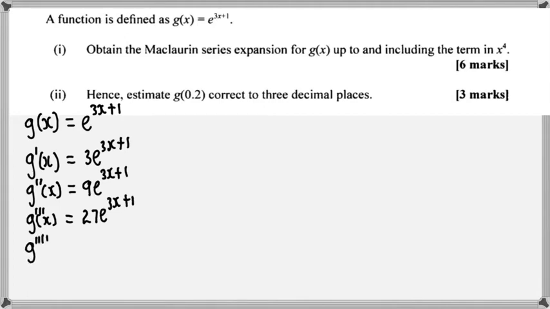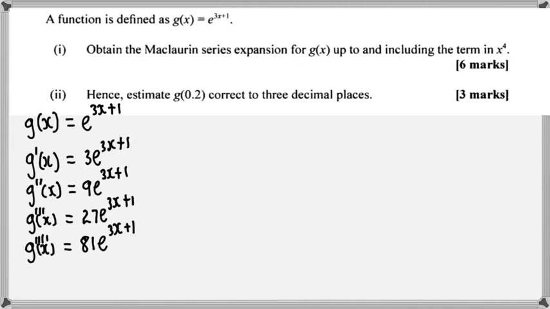Then your fourth derivative would be given by 81 e to the 3x plus 1, because again, the derivative of this is 27 e to the 3x plus 1, but then you have to remember to multiply by the derivative of 3x plus 1, which is 3. The 3 would multiply by the 27 to give you 81, and that is basically the rundown on the derivatives that we need to find.